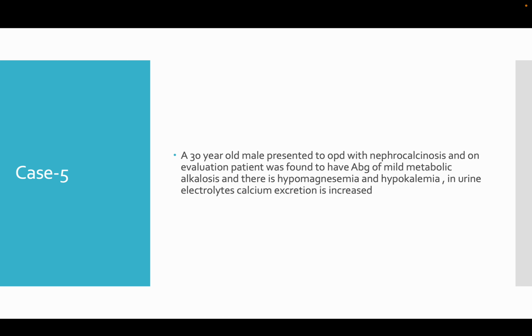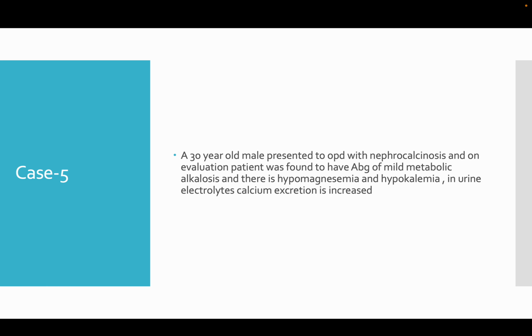On ABG there is no acidosis; there is mild metabolic alkalosis. So this might be a case of Bartter syndrome. Bartter syndrome is a possibility, urine calcium is increased, but the patient has hypomagnesemia also. Generally in Bartter syndrome, the magnesium will be normal. So this might not be a case of Bartter syndrome. Among other possibilities, Dent disease will have other electrolyte disturbances also.